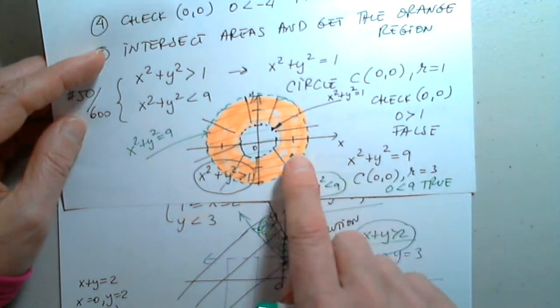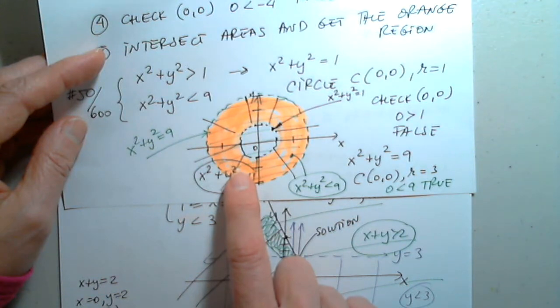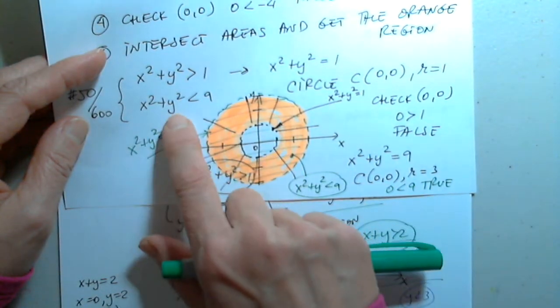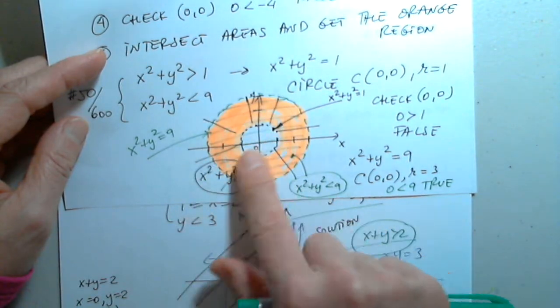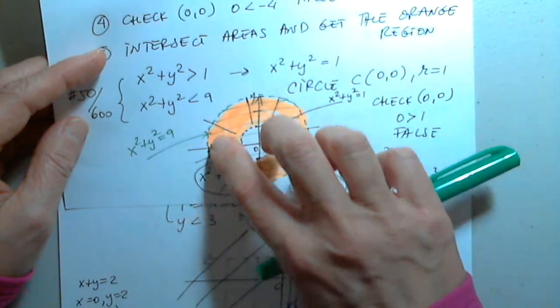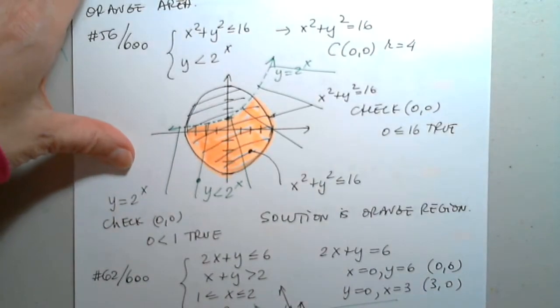Then I plug in for the second circle, so I determine this circle is also not a solid curve. When I check with the origin, it works. 0, 0 is less than 9. So it's the inside of the big circle, but the outside of the small circle. So it's this donut where they intersect. So that's the solution to both.